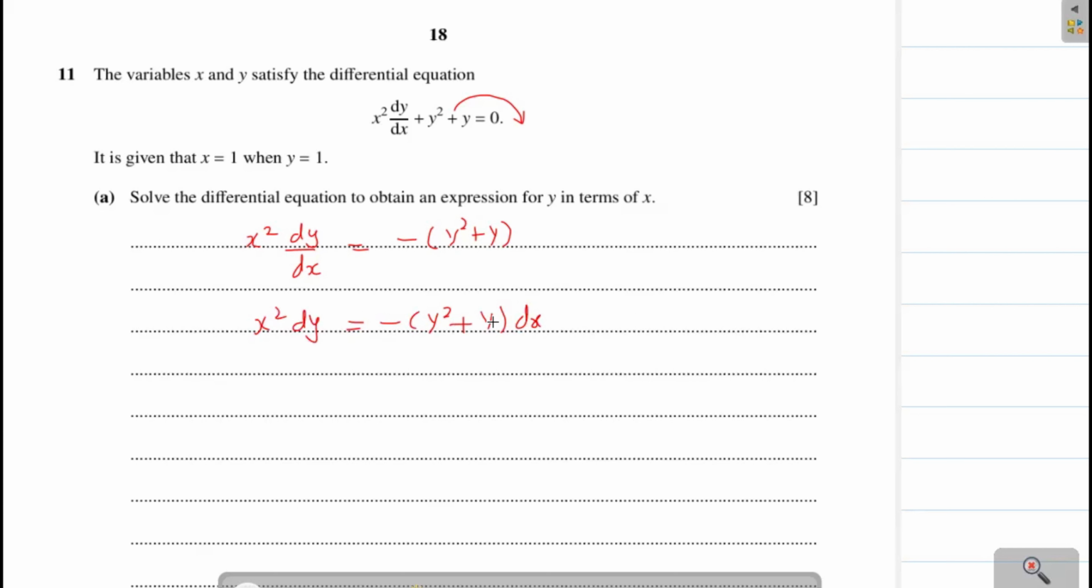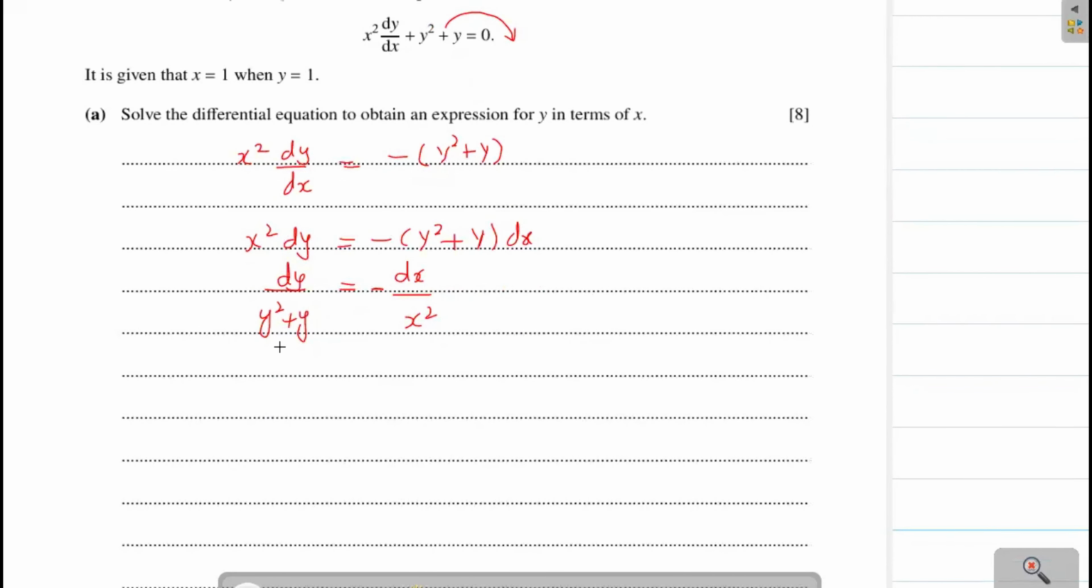Now we shift this value from right to left side. Therefore, this value becomes dy over y square plus y, and we shift x square from left to right side. This becomes dx over x square. Now we can write it as dy over y into (1 plus y), which equals minus 1 over x square into dx. We resolve this fraction by partial fraction.